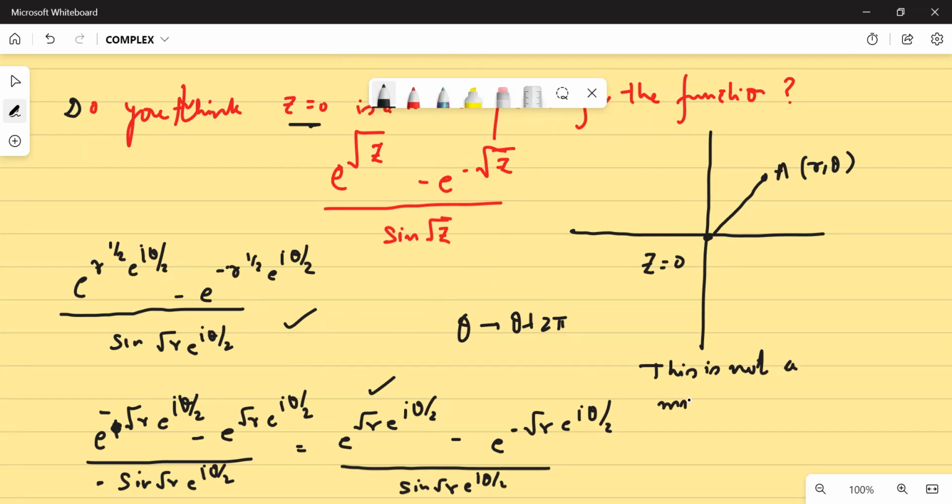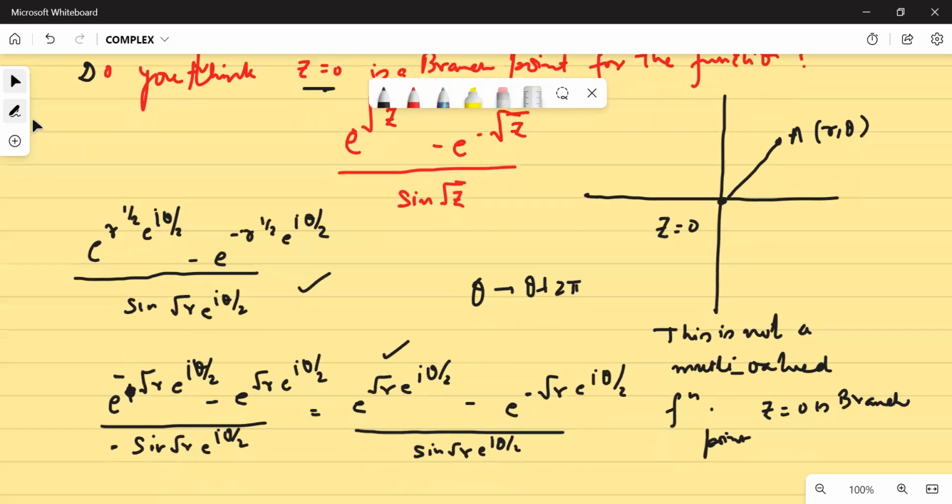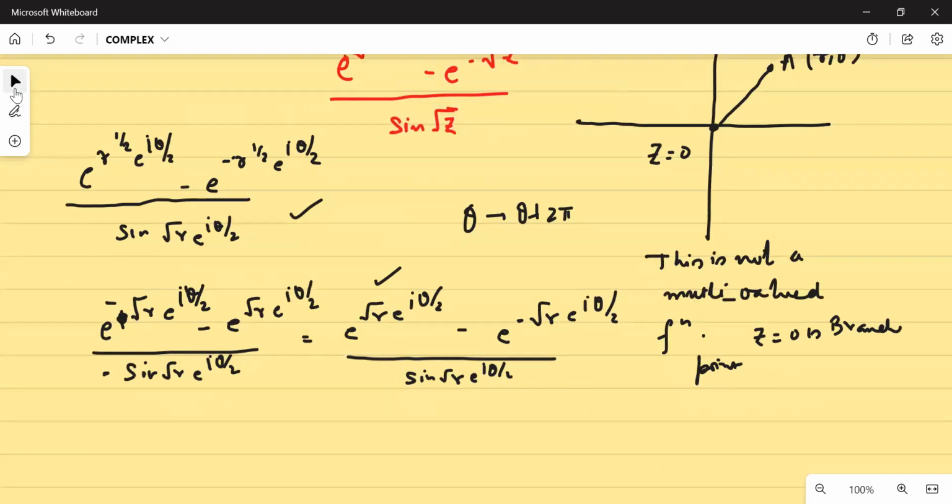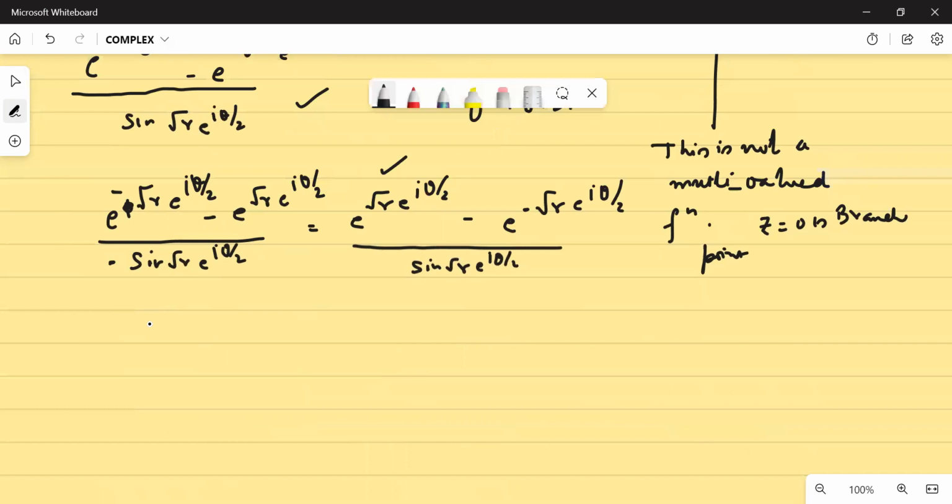Since this is not a multi-valued function, z equal to 0 cannot be a branch point. Z equal to 0 is not a branch point. Rather, you will find that this is a removable singularity. Yesterday, I discussed the very same question. On the very same lines, I made this question. So you just try to find, z tends to 0, e raised to power root z minus 1 minus e raised to power minus root z minus 1.